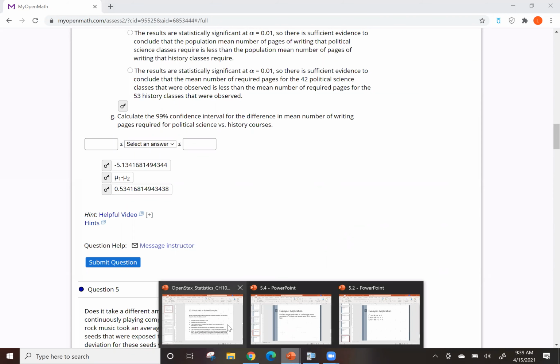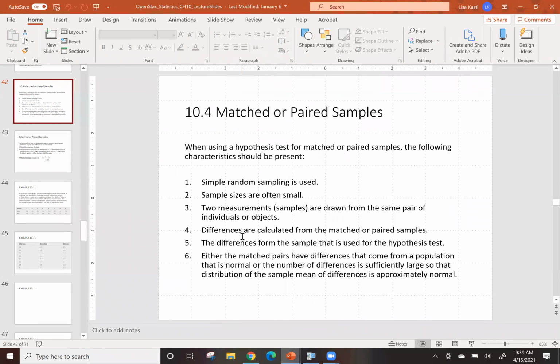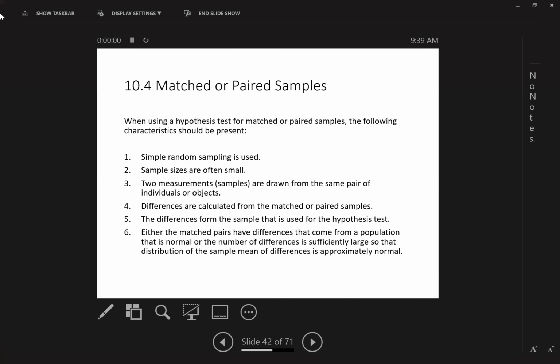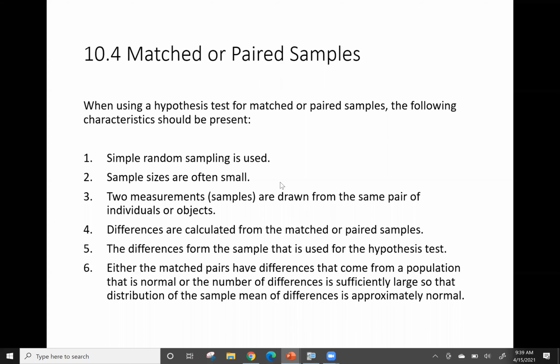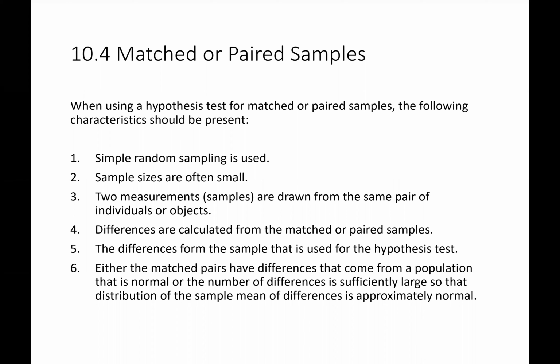We're going to today look at matched or paired samples. On Tuesday, we looked at what we just talked about, 2 independent samples. So one sample in no way, shape, or form depends on the other. Now with matched pairs, that's not the case. Okay?